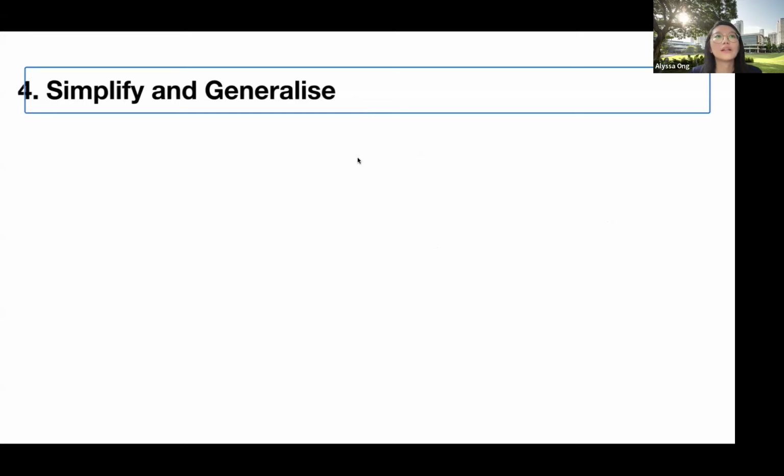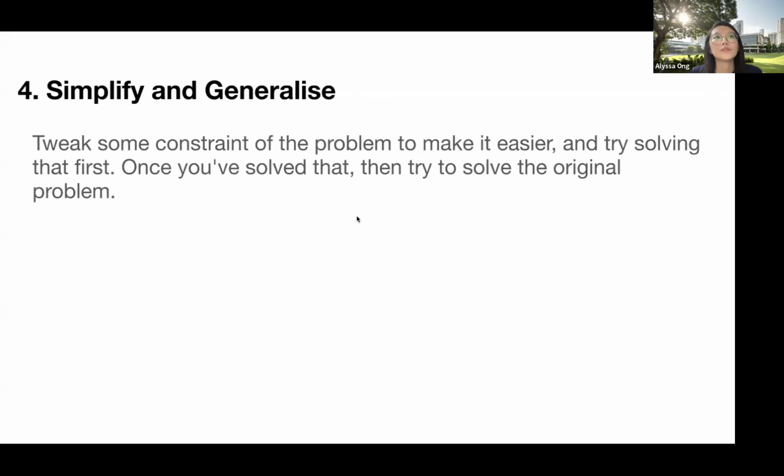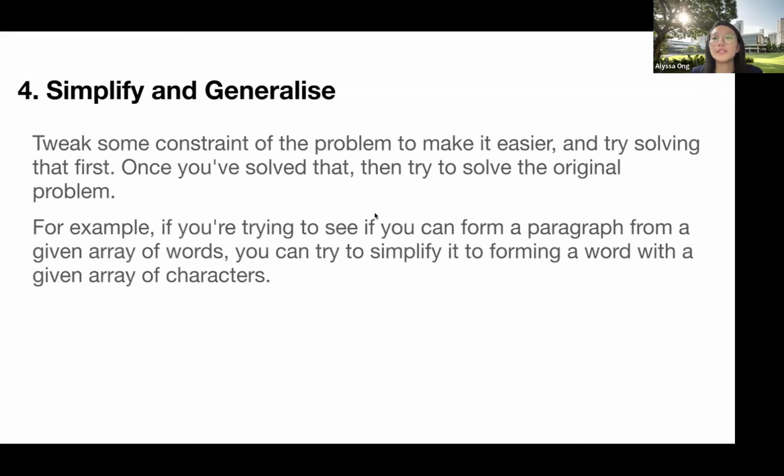So after you have applied two general tips, BUD and DIY approaches, you can work towards simplifying and generalizing the problem. So this involves tweaking some constraint of the problem to make it smaller or easier and solving that first. Once you have solved that, then you can generalize your approach to solve the original problem.